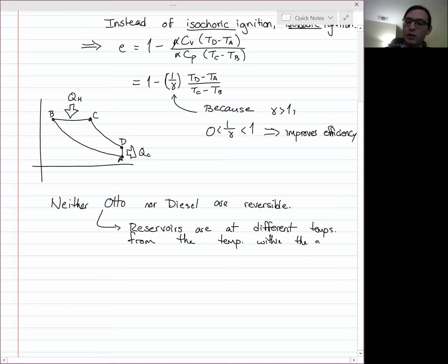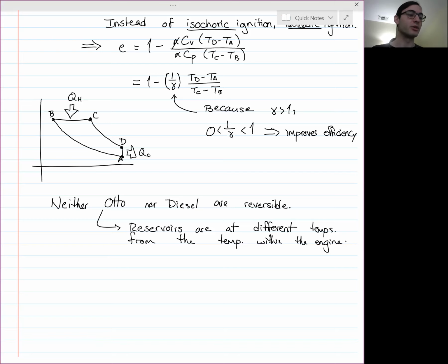And the reason this makes it irreversible is that heat only flows from hot to cold. So because the temperatures inside the engine, when heat is flowing from, say, the hot reservoir to the engine, are different, you can't undo that. You can't send the heat from the engine back out into the environment, or vice versa for the cold bit. So that makes it irreversible. Heat flows in one direction only.